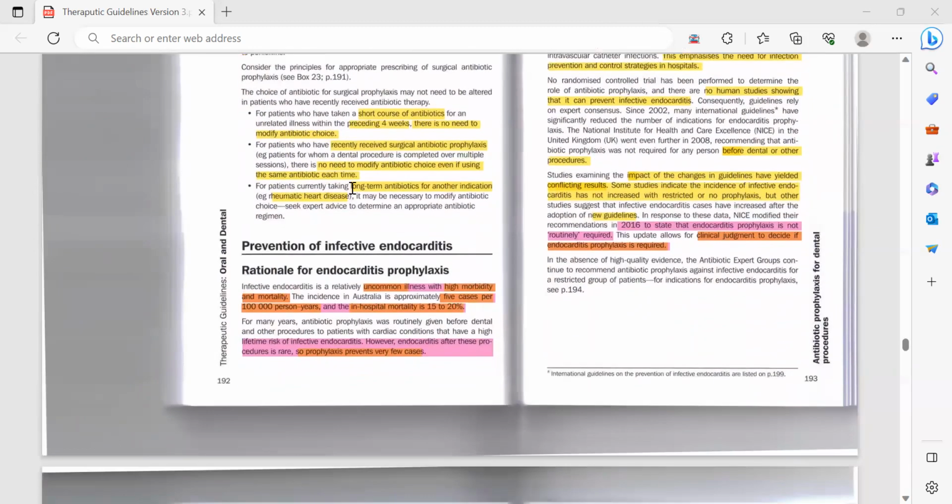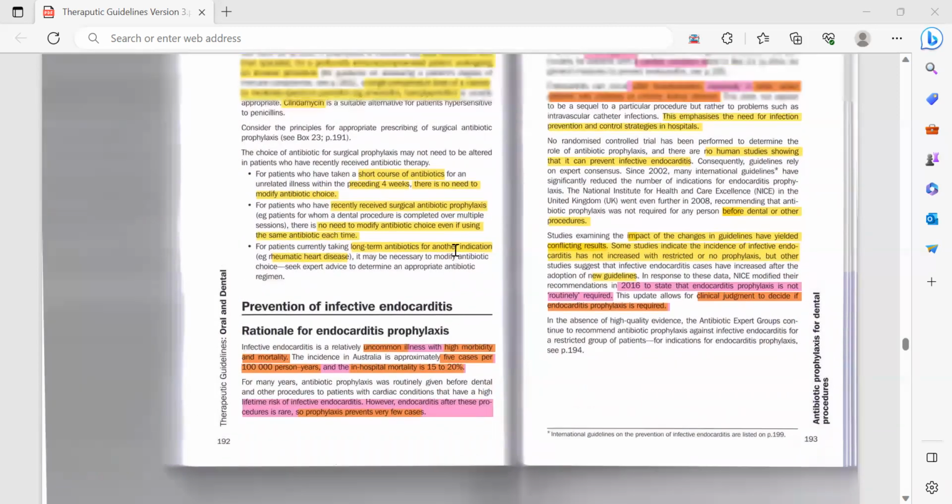Okay, and today or the day after, we will start with the next topic, which is infective endocarditis.